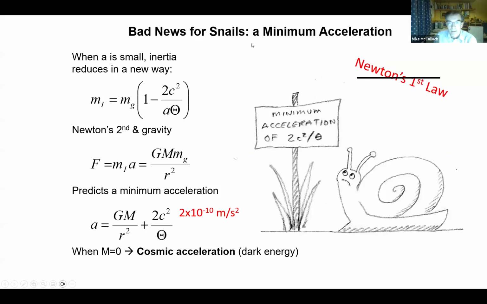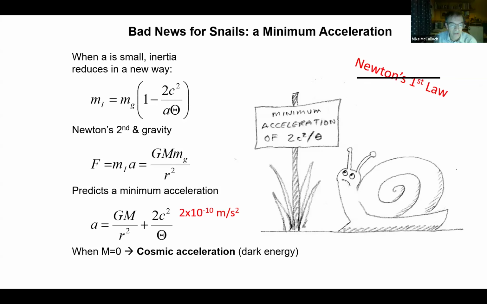Okay, so what are the consequences of this? Well, the first thing the theory predicts is a minimum acceleration. So starting again from this formula and using Newton's second law, F equals ma, where this is the inertial mass, and the gravity law as well, so this is the force. If you substitute this formula here for the inertial mass, you get this formula here, that the acceleration is equal to the usual gravitational one, but plus a new term, which wasn't there before.